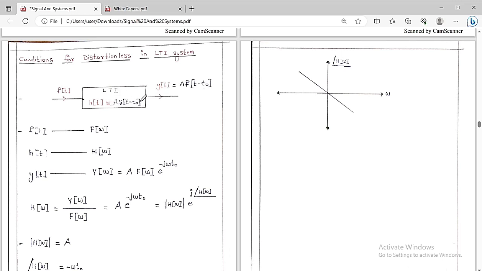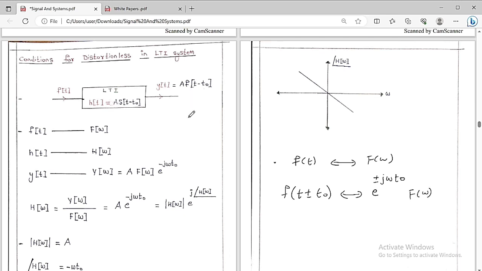Now I want to take the Fourier transform of each signal. For f of t, the Fourier transform is f of omega; for h of t it is h of omega; and for y of t it is y of omega. One important property of the Fourier transform that I already told you: for f of t plus or minus t naught, the Fourier transform is e to the power of plus or minus j omega t naught into f of omega.